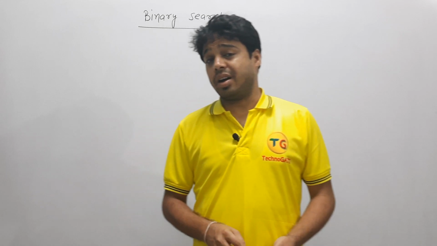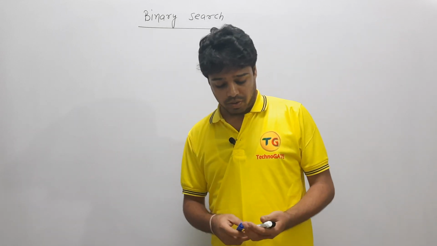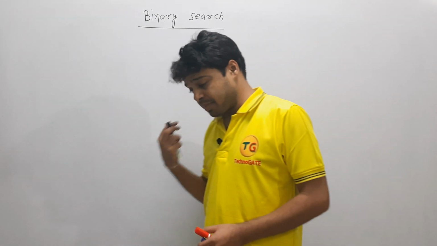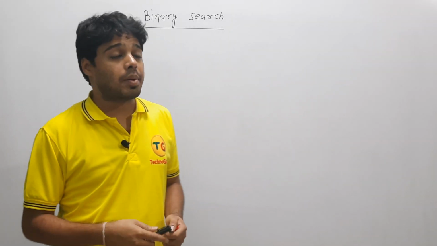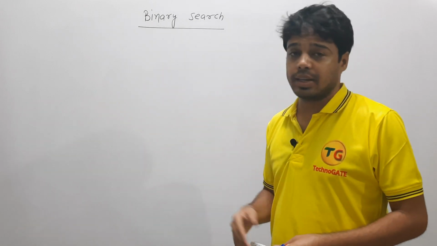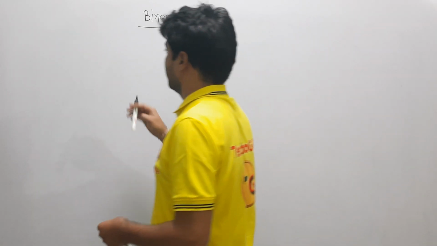Today I'm going to discuss the third application of divide and conquer, which is binary search. There are two types of searching, linear search and binary search. We will discuss linear search first, and after that binary search. So, linear search.